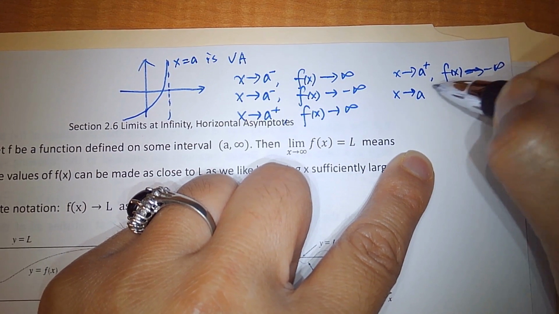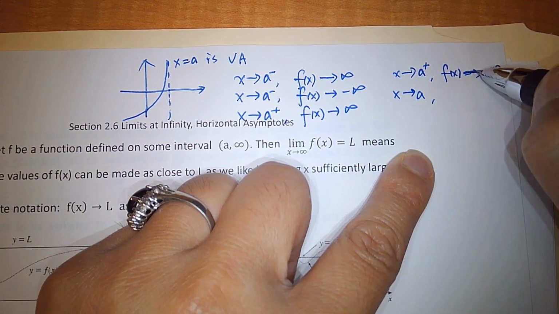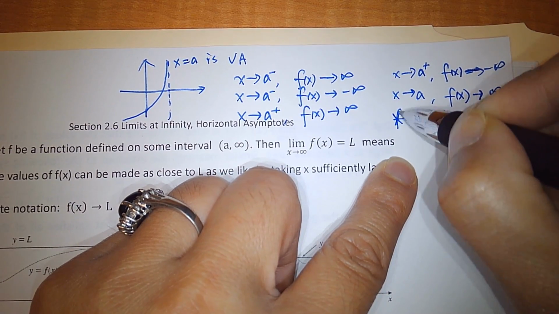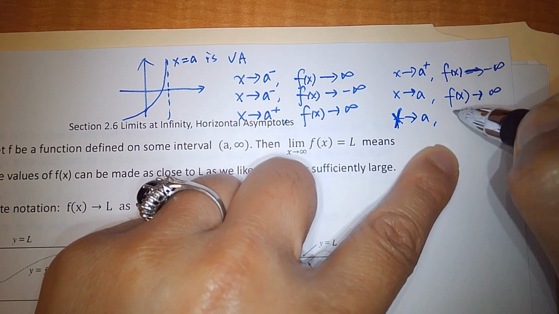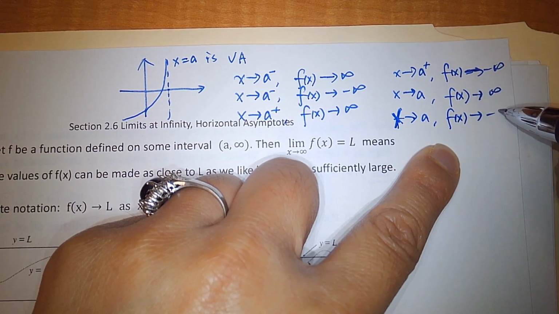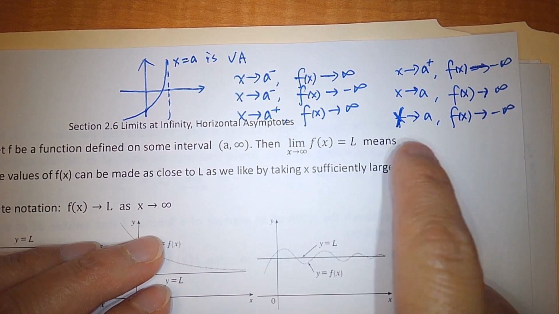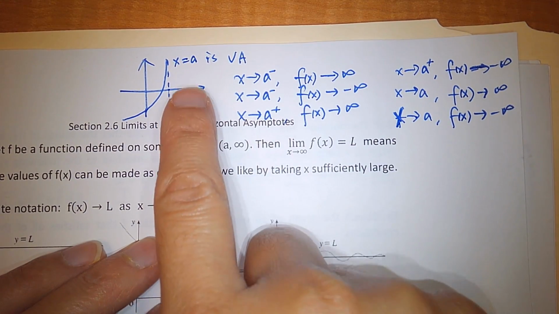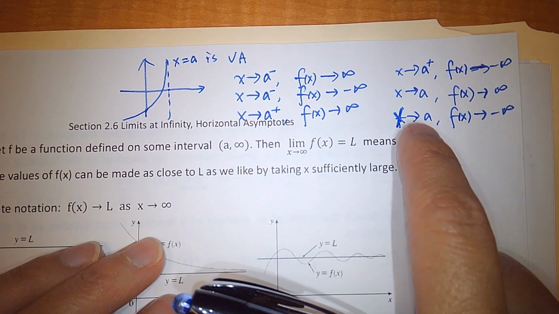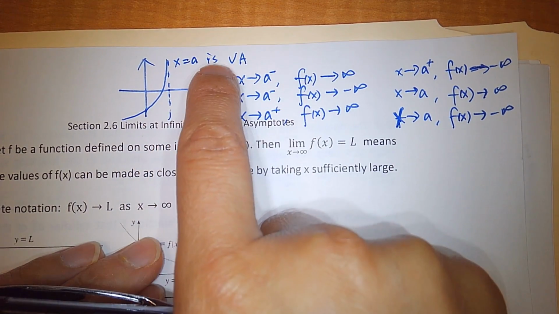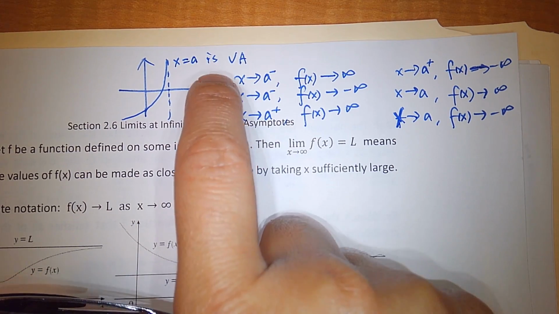The other 2 cases: x approaches a from both sides, f of x approaches infinity, or when x approaches a from both sides, f of x approaches negative infinity. So you can draw the pictures for all of these 6 situations. If any one of these 6 situations is satisfied, we say this vertical line x equals a is the vertical asymptote, right? Remember that?